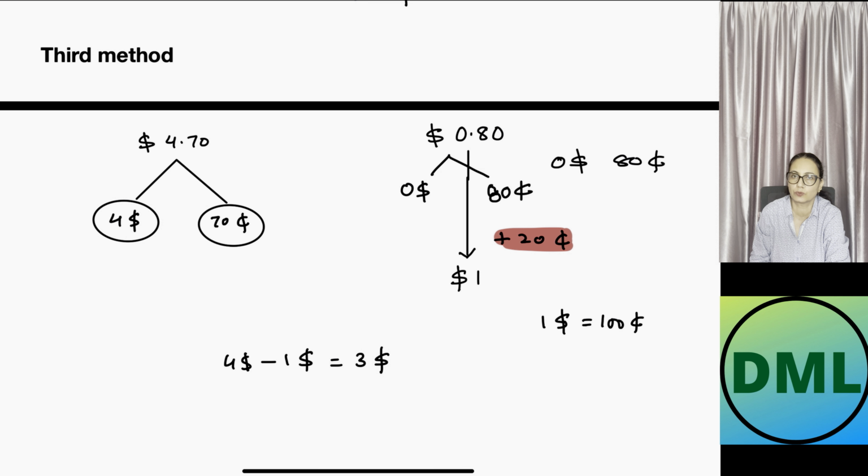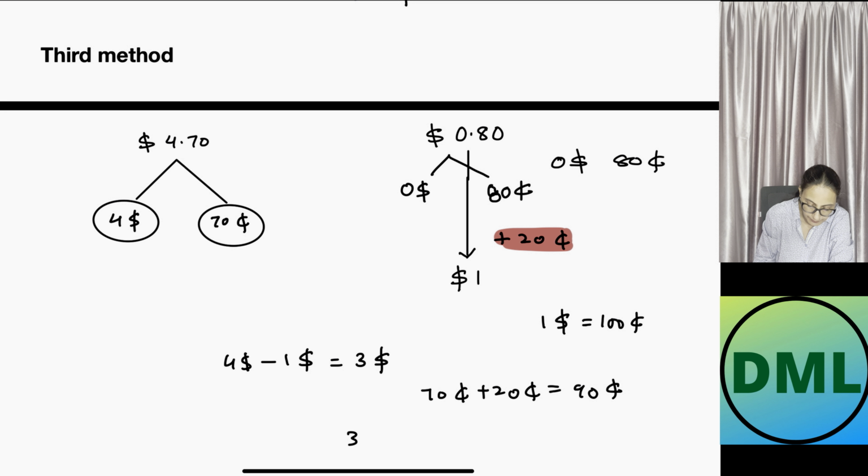How many cents do I have? Here we have 70 cents, and then plus 20 cents I already added. That means I need to do 70 plus 20. 70, 80, 90. That means this will show you 90 cents. In cents, 70 cents plus 20 cents will show you 90 cents. My answer will be $3.90. This will be my answer.